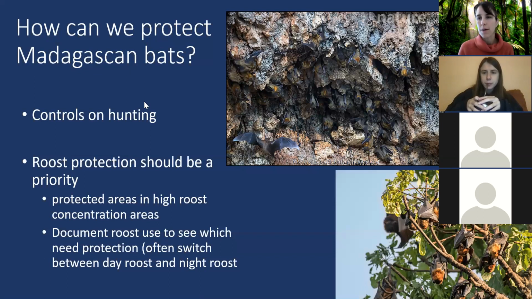So here, I'm just showing you a couple pictures of roosts. So here's a roost, like I was saying, it's not a cave, it's like rock outcroppings outside. And then here's fruit bats roosting in a tree. They'll actually cover the whole tree. It's crazy. It'll be a tree full of bats.